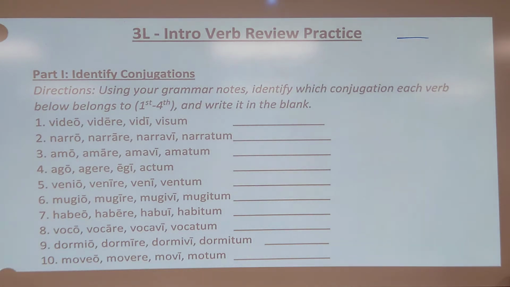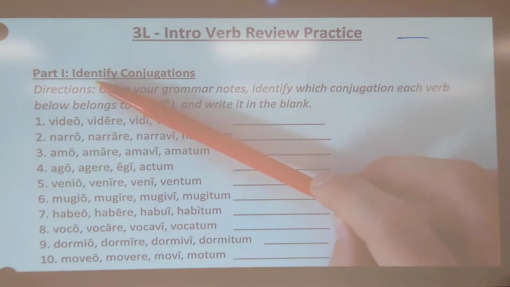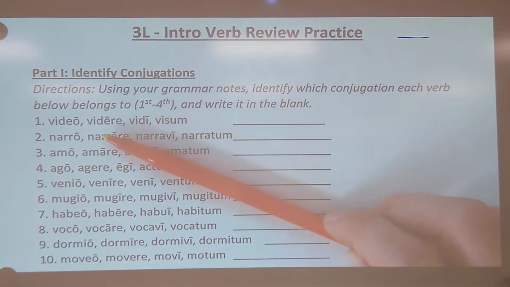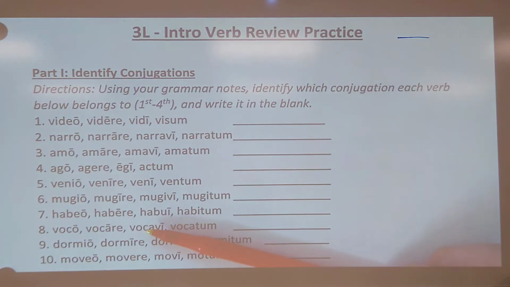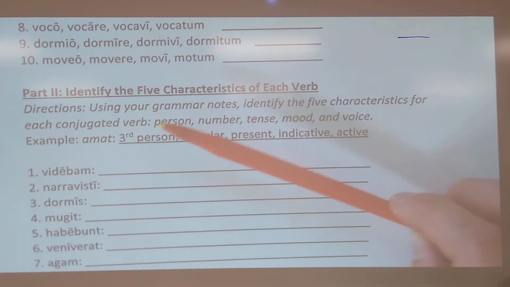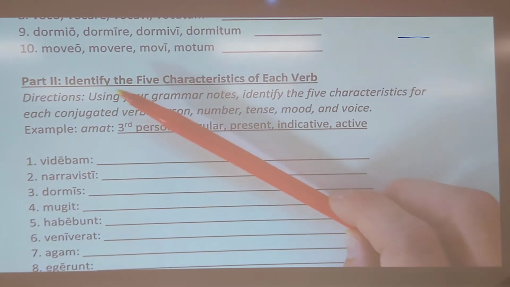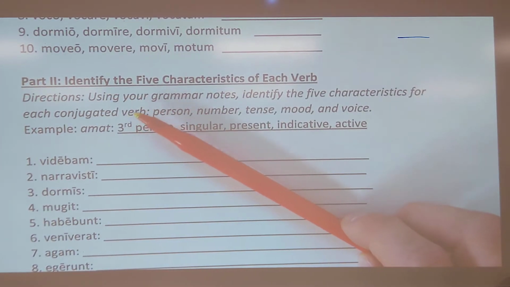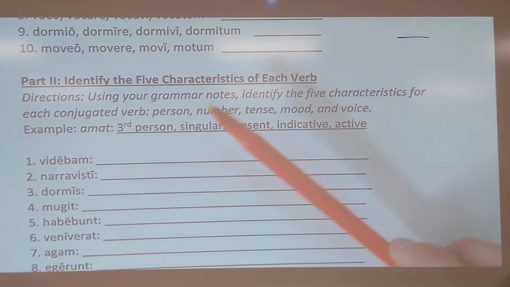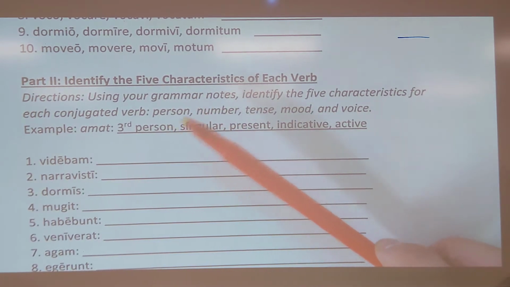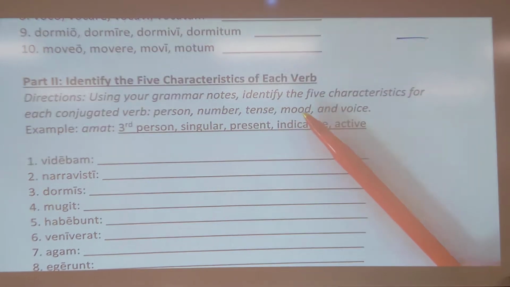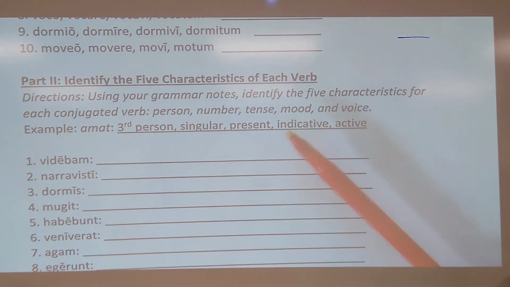Here's just a short little video to go over your practice that goes along with your grammar notes. First off, I have it split into two different sections for you. In part one, all that you do is identify what conjugation the verb belongs to. And then in the second part, it's a little more challenging, where you're going to identify the 5 characteristics of each verb. Remember from your grammar notes, each verb in Latin and English has person, number, tense, mood, and voice. So we're going to look at all of those for each one of the verbs down below.